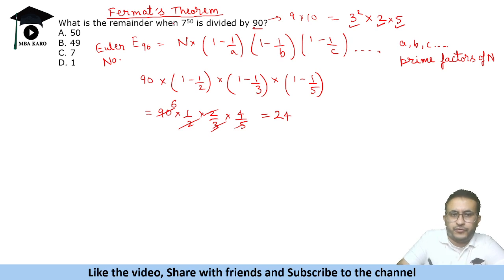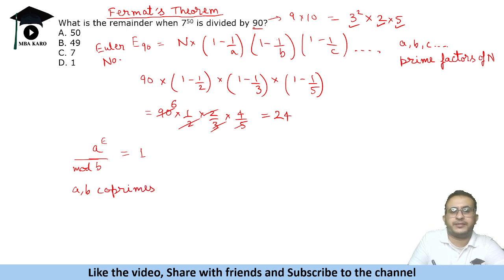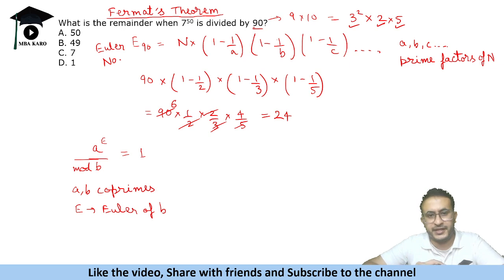So Fermat's theorem says that if there is a number a raised to the power e upon b, the remainder is 1, where a and b are co-primes, okay, and e is Euler number of b. Okay, so that is the criteria here.